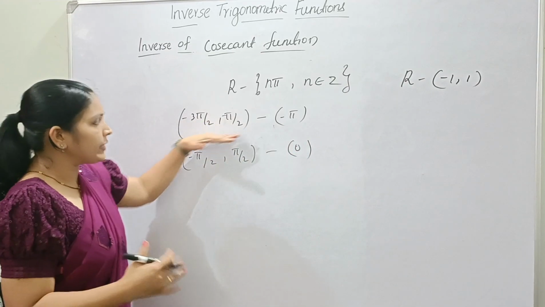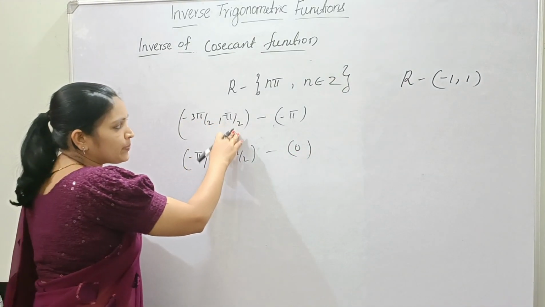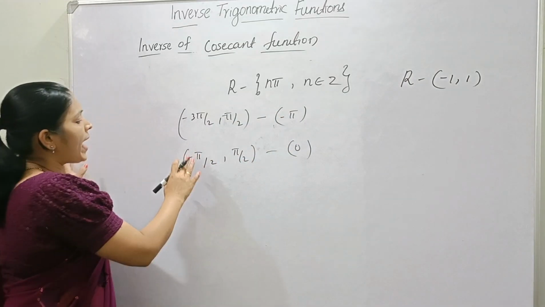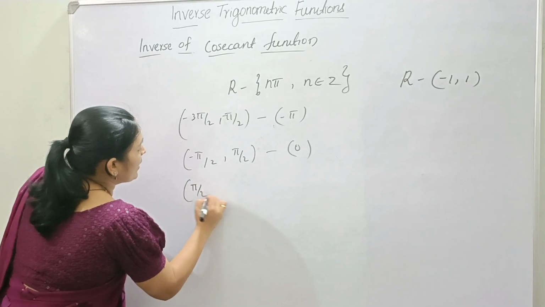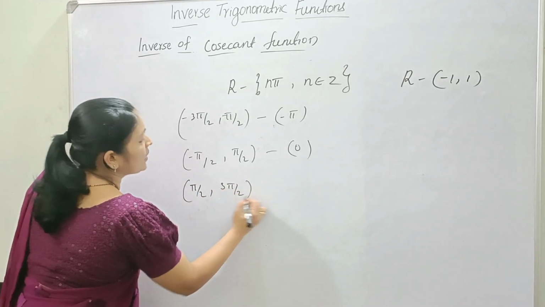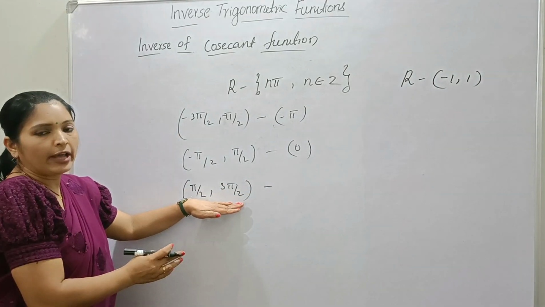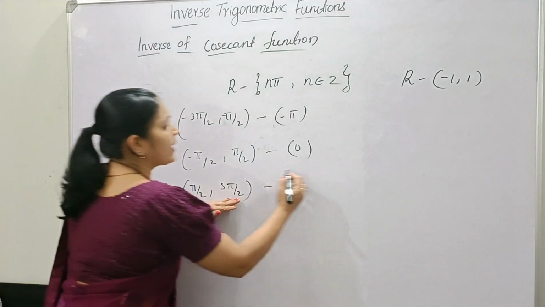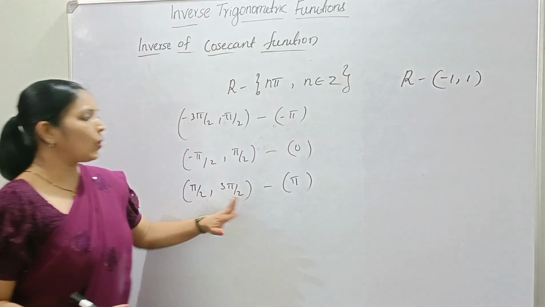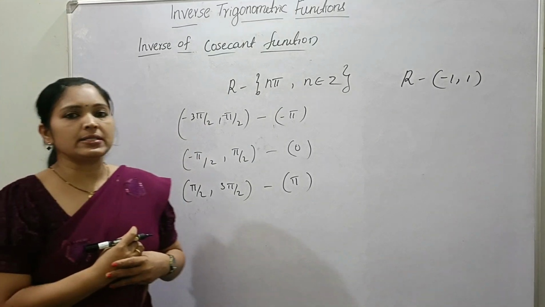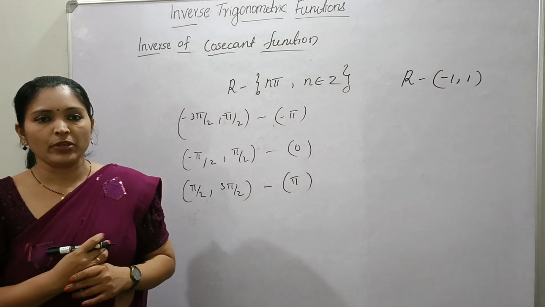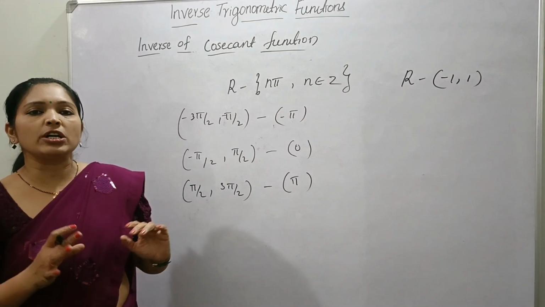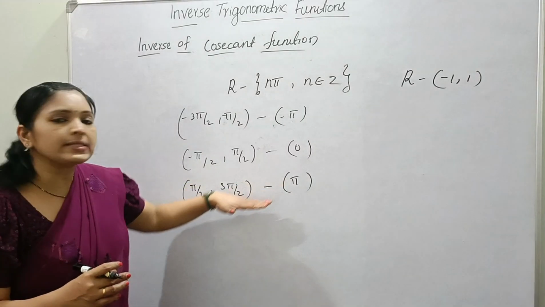Therefore the intervals are minus 3 pi by 2 to minus pi by 2 minus minus pi, and minus pi by 2 to pi by 2 minus 0, and next is pi by 2 to 3 pi by 2, where the mid angle, the standard angle, is pi. In these intervals the given cosecant function is one-one and onto. So we can define the inverse of the cosecant function in these intervals.